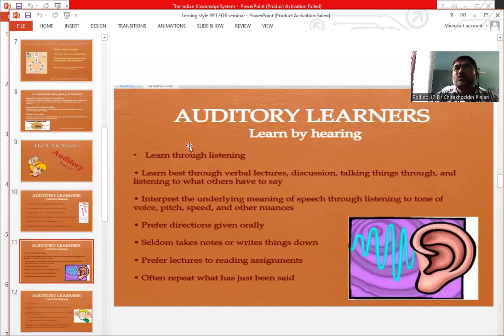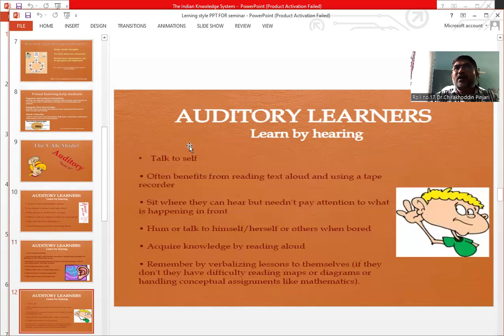They seldom take notes or write things down. They prefer lecture to reading assignments. They often repeat what has just been said. Auditory learners talk to themselves, and often benefit from reading text aloud and using a tape recorder.